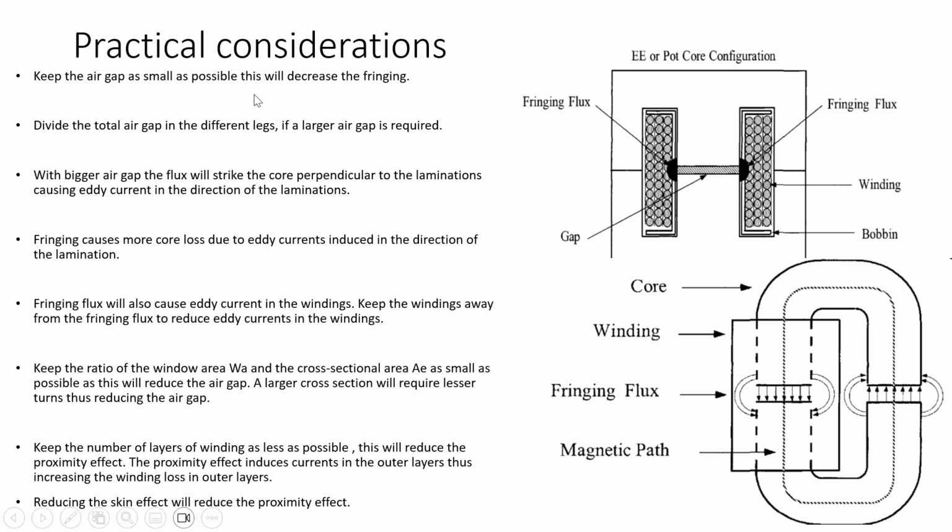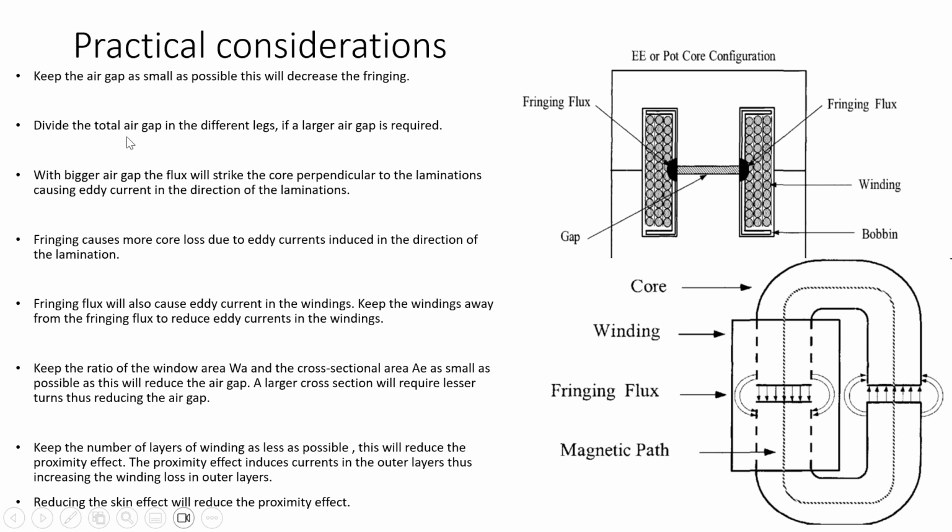There are some points we have to keep in mind. The first point is that we have to keep the air gap as small as possible, as this will reduce the fringing flux. For example, if this air gap is very small, then this fringing here will be small, and when this fringing is small, usually there will be no core losses, and there will be less eddy currents in the winding also. This fringing flux will induce eddy currents in the winding, and these windings will also become hot due to this flux. So we have to keep this air gap length as small as possible.